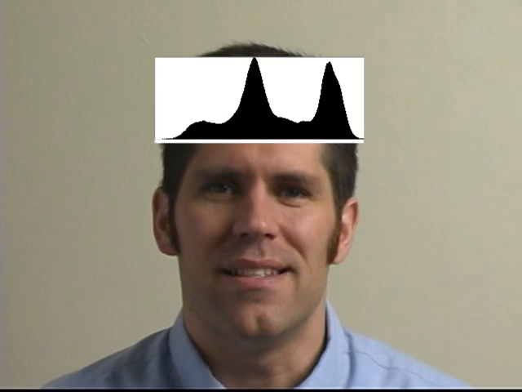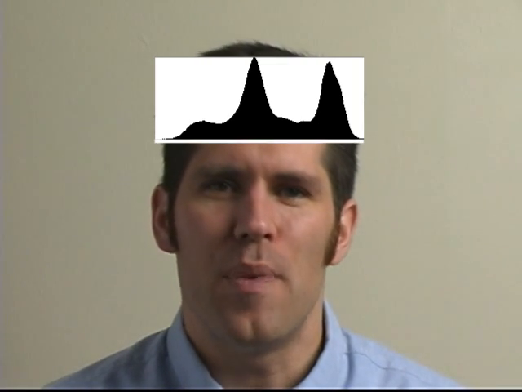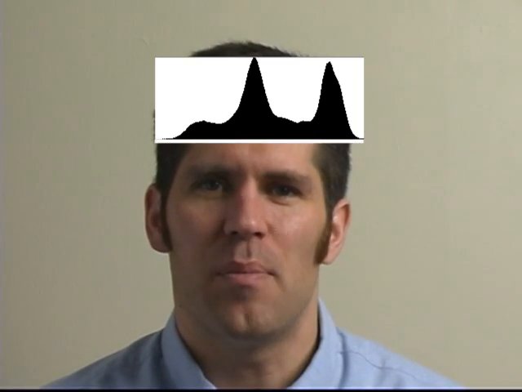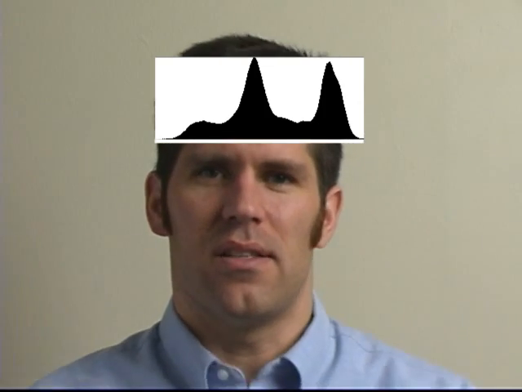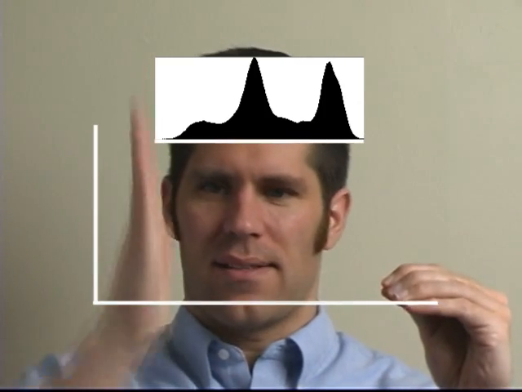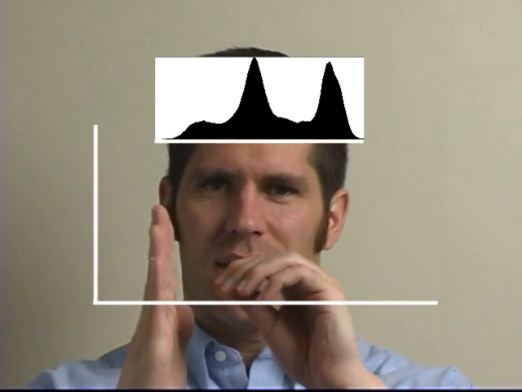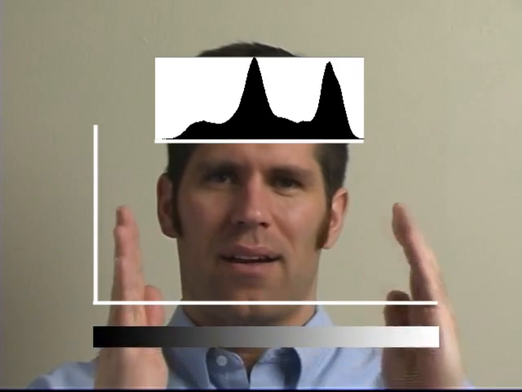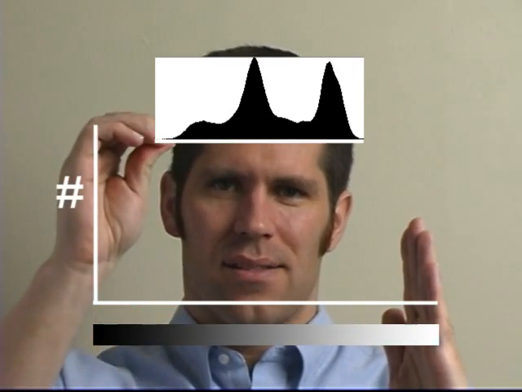A histogram is a statistical tool which measures the number of shades in a picture. That's it. That's all it does. You have an x-axis and a y-axis. The x-axis are the shades from black to white, and the y-axis represents the number of each of those shades.